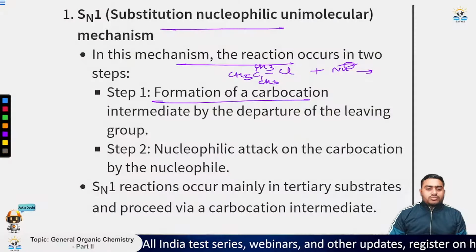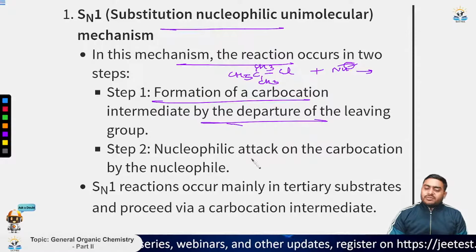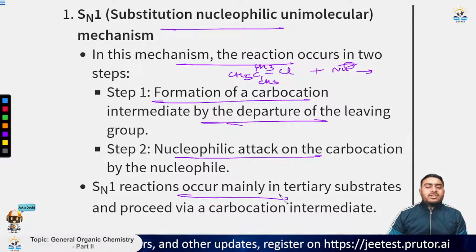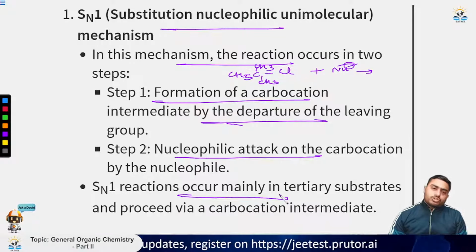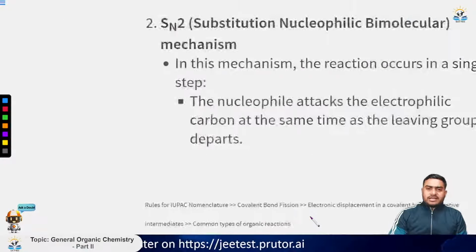Okay, so let's move to the next part. You can see the formation of carbocation intermediate by the departure of the leaving group. The next step will be nucleophilic attack on the carbocation by the nucleophile. SN1 reactions occur mainly in tertiary substrates because tertiary carbocations are more stable than secondary than primary. Okay, and they proceed by carbocation intermediate, as I told you already.